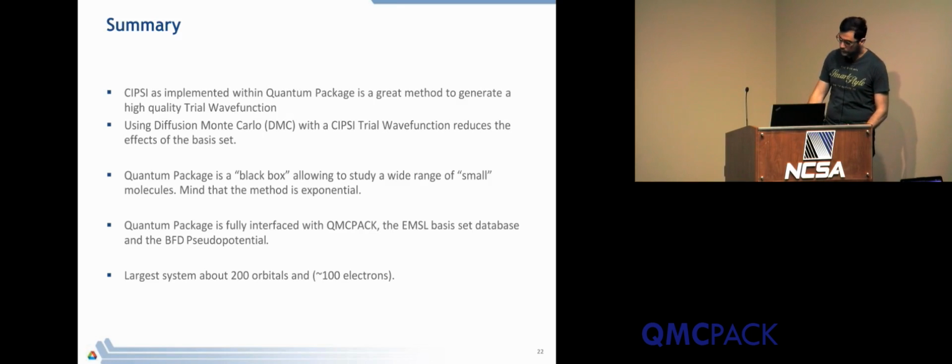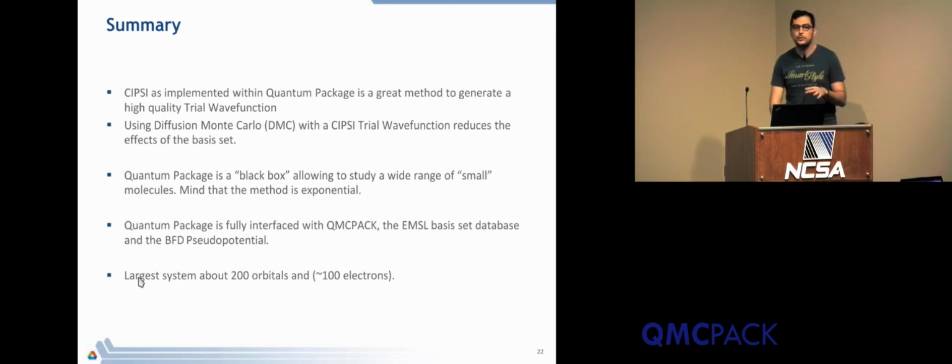And just as information, I added this. The largest system that I did was about 200 orbitals and about 100 electrons, but that was on a machine that had 900 gigabytes of memory. So keep in mind that the memory requirement is very large. The larger your system is, the larger your memory requirements are going to be.